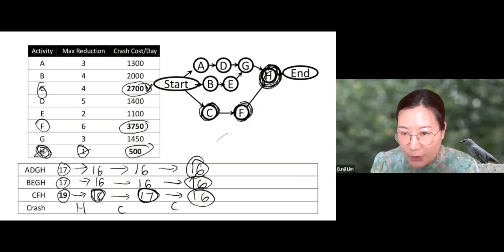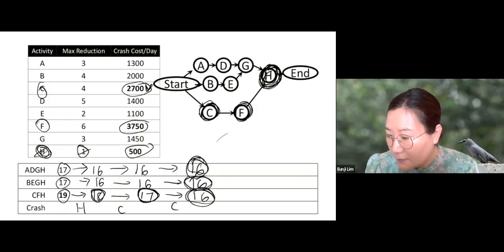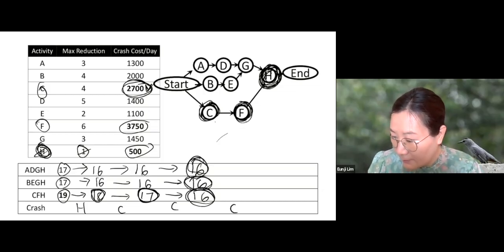We need to crash all these paths. Okay? So let's start from the last one. Which activity should we crash from the last one? Between C and F and H, H cannot be reduced any longer, so we should choose C from the last one. So the last path becomes 15.